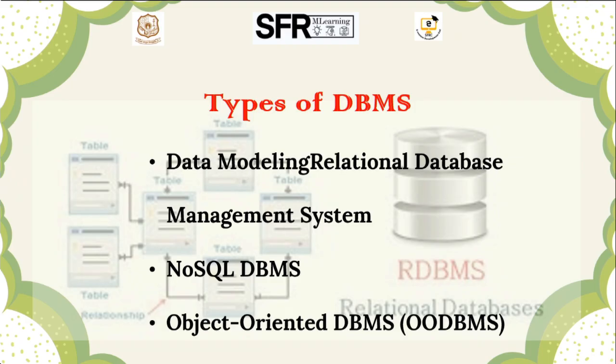Second one is NoSQL DBMS. These systems are designed to handle large scale data and provide high performance for scenarios where relational models might be restrictive. They store data in various non-relational formats such as key value pairs, documents, graphs or columns. Example, MongoDB and Cassandra. Third one is object oriented DBMS. It integrates object oriented programming concept into the database environment, allowing data to be stored as objects. This approach supports complex data types and relationship.